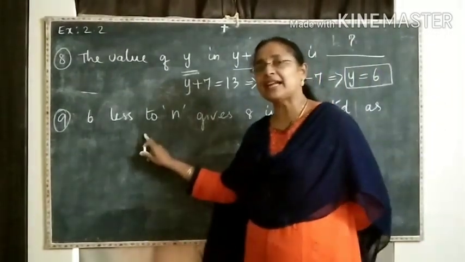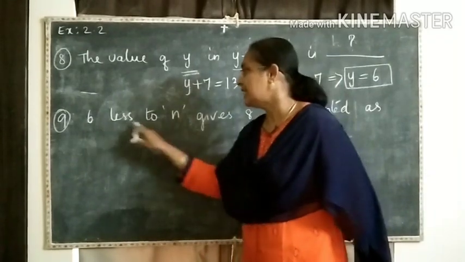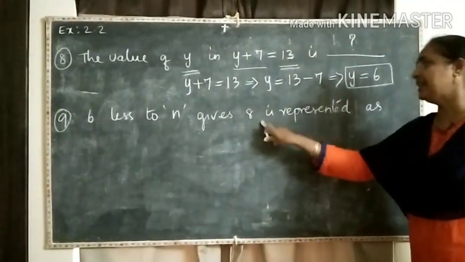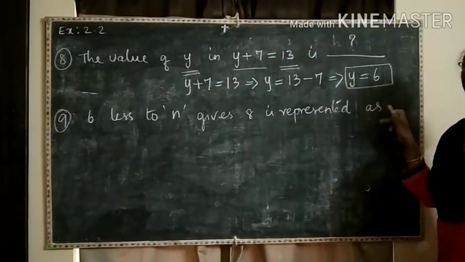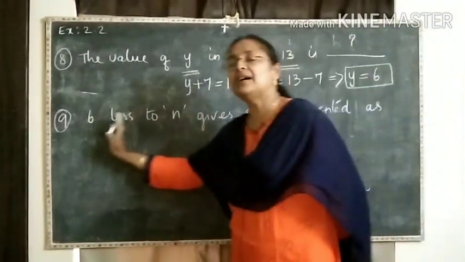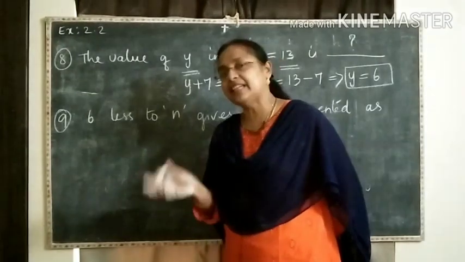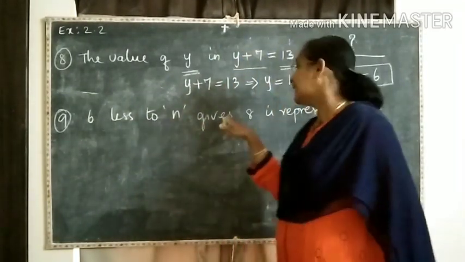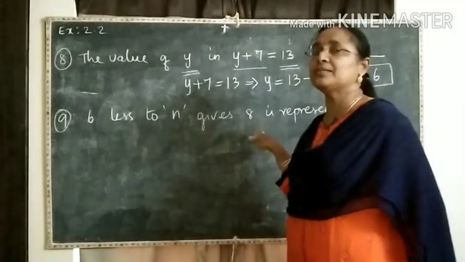Okay. Now look into the ninth sum. Very simple. 6 less than n gives 8, is represented as. We have to represent this verbal statement as an algebraic expression. Now 6 less than n gives 8. Gives 8 means what?